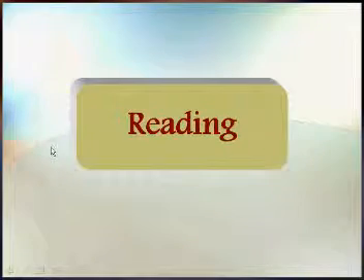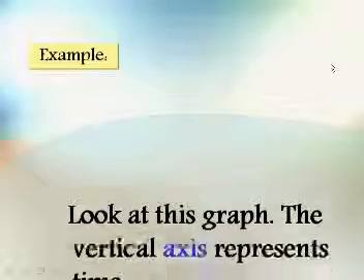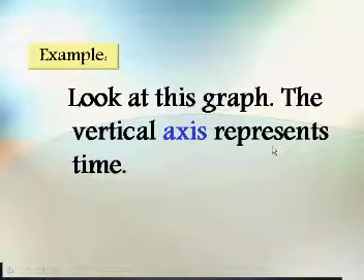Then we'll move on to the section of reading. We have another list. Okay, let's start with an example. Look at this graph. The vertical axis represents time.